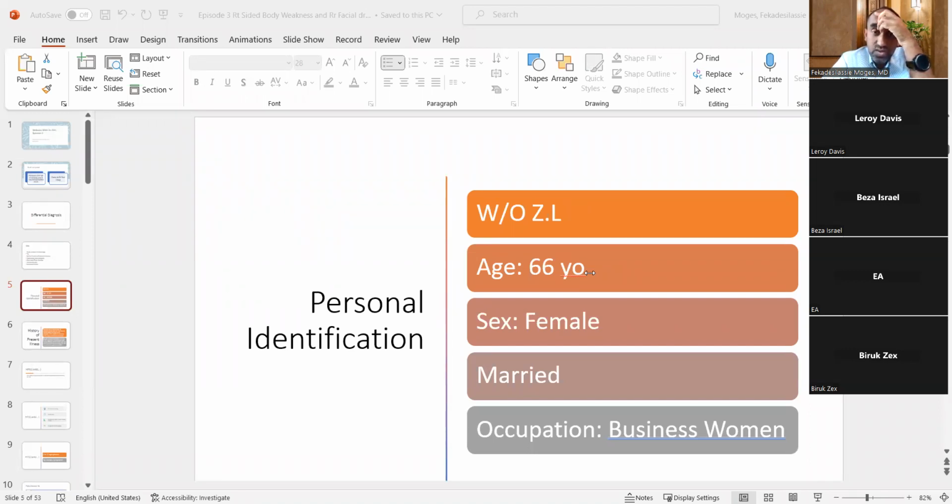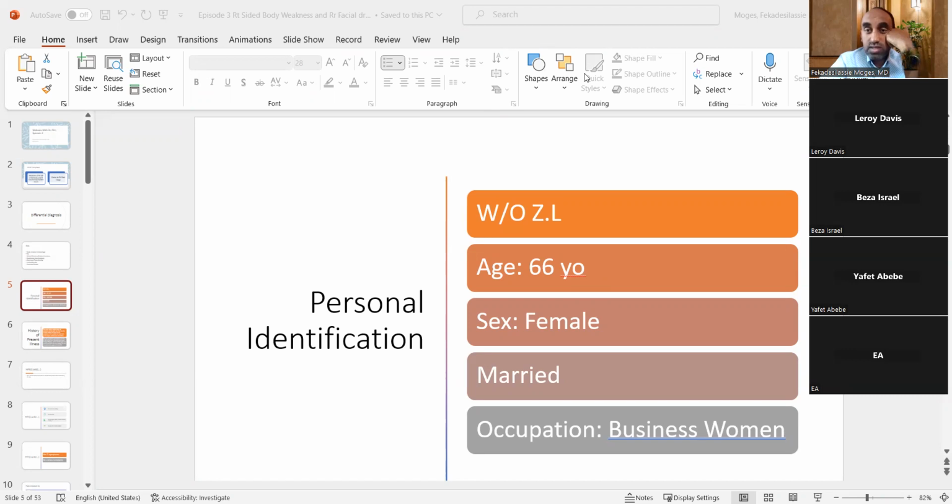And nausea, vomiting, there is no nausea and vomiting. History of cough or bilateral leg swelling prior to the onset of symptoms? She was 100% okay, doctor. And there was no symptom, no cough, no chest pain, nothing. She was okay, apparently. There was no fever, doctor.